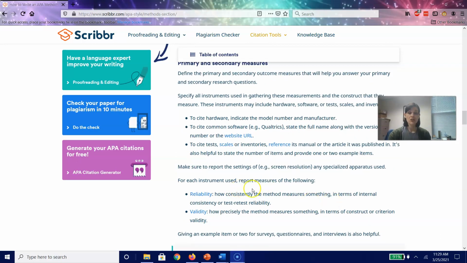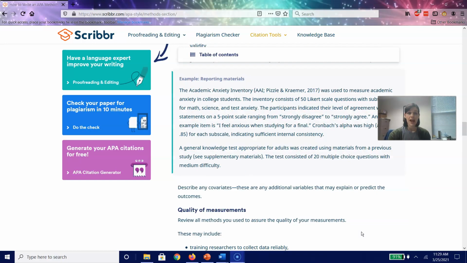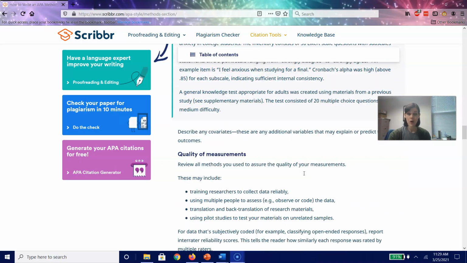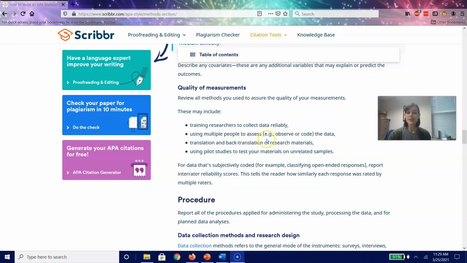For each instrument used, report measures of reliability, something like internal consistency, which we measure with Cronbach's alpha, or retest reliability. With validity, that could be construct validity or measures of criterion validity. And you see an example here of mentioning Cronbach's alpha, internal consistency as well. The quality of measurements: did you have to train people? Did you have multiple people assessing? Did you use pilot studies?